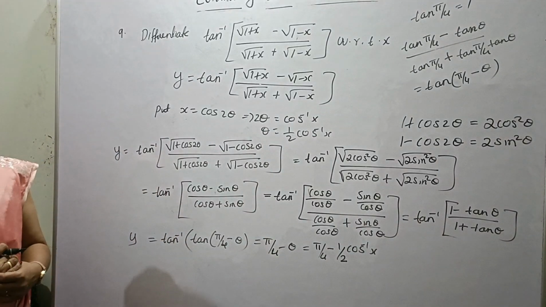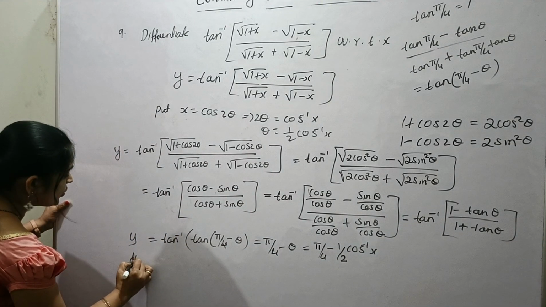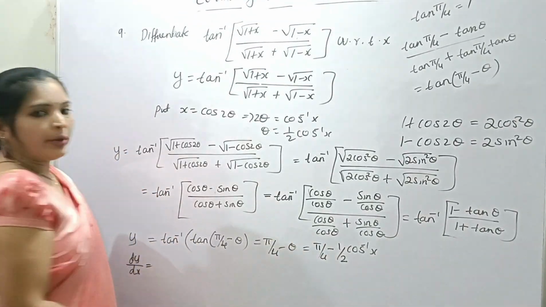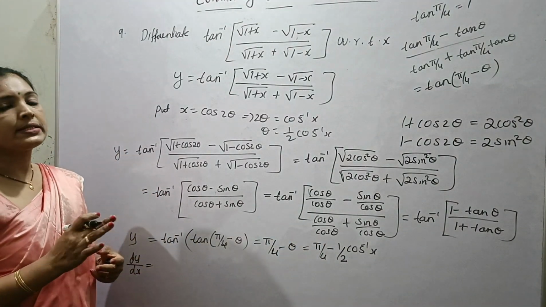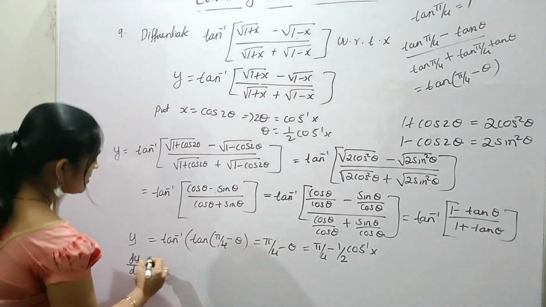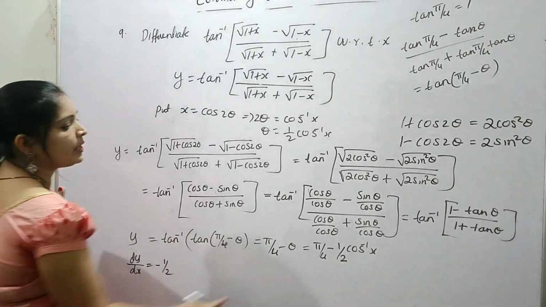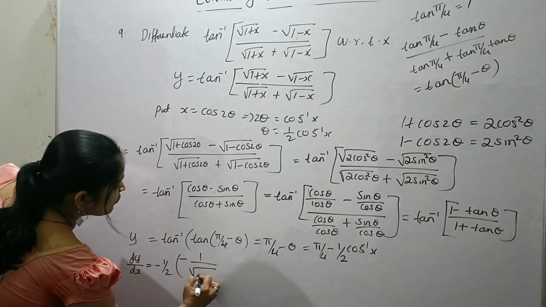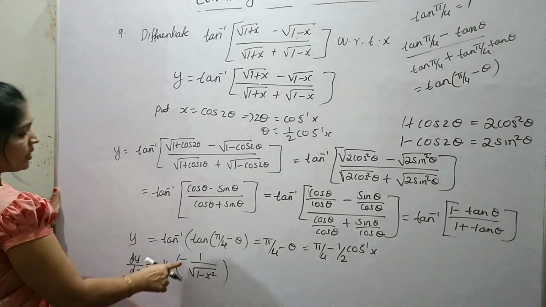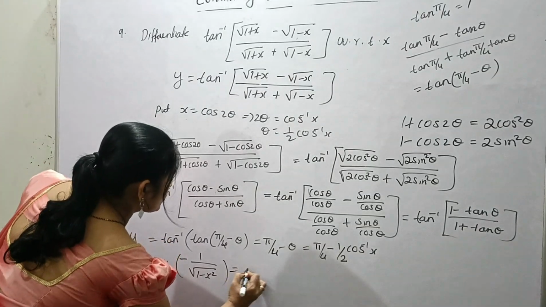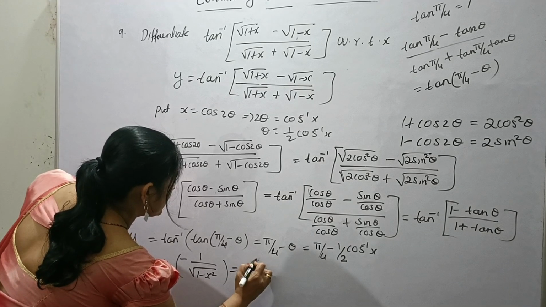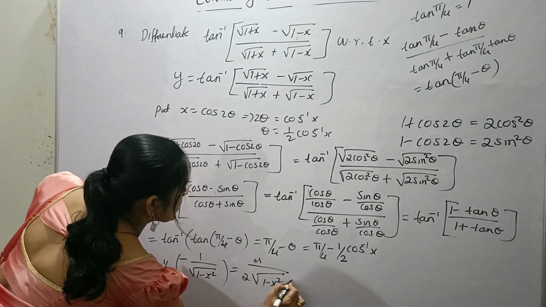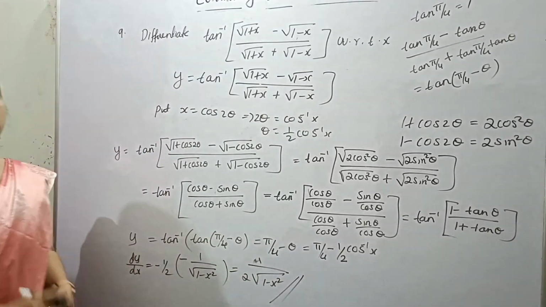Now let's differentiate with respect to x. So dy by dx is equal to derivative of pi by 4, it's a constant, its derivative is 0. Then minus 1 by 2 into derivative of cos inverse, which is minus 1 by root of 1 minus x square. So this minus cancelled. So that is 1 by 2 root of 1 minus x square. It is our dy by dx.